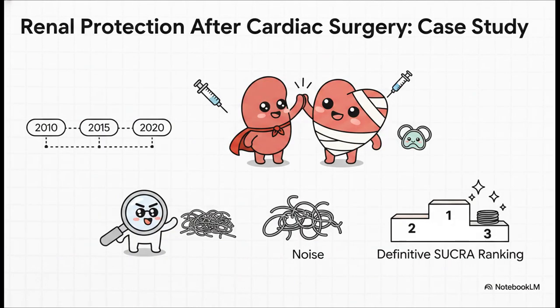Let's look at a real-world case study to see this in action. Evaluating renal protection after cardiac surgery. The researchers built a massive Bayesian NMA comparing 13 different anesthetic drugs. They were using SUCRA to determine the rankings, but the initial relative effects were a complete mess, ambiguous and overlapping. But they noticed something. They realized the baseline risks of the patients varied wildly across the decades of literature they included, so they implemented meta-regression.